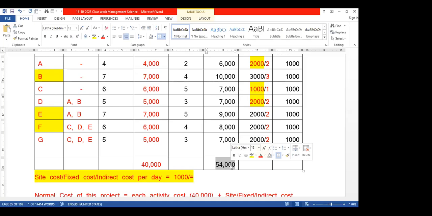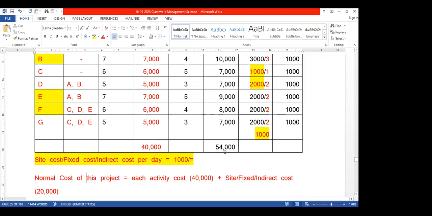So normally students make mistakes. 13,000 plus 54,000, how much? 67,000, right? If you ask what is the cost for the minimum crash duration, they will say 67,000, because this 54,000 plus 13 days into 1,000, that is 13,000. Altogether 67,000. That is the mistake they are making.